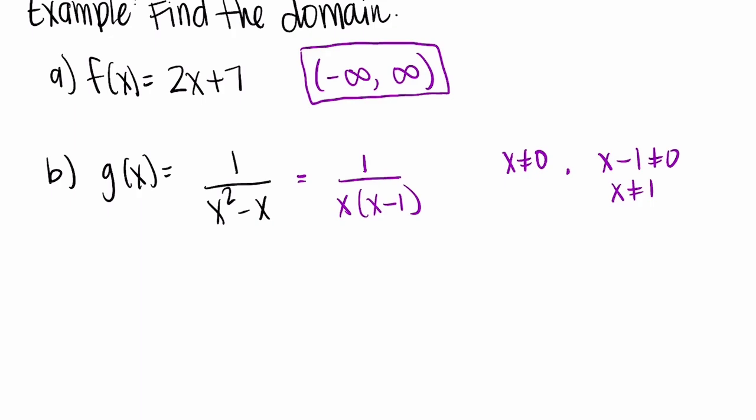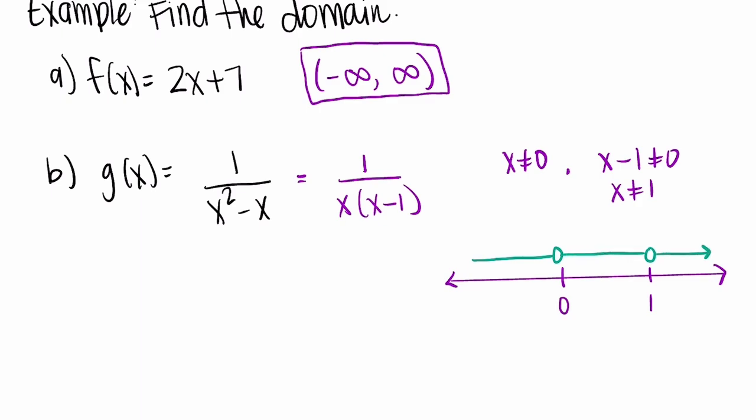When I'm writing the domain, I do want to write it in interval notation. I think it's helpful when doing these to think about the number line. If I look at my number line, 0 and 1 are the only two places that cause any kind of problems. I know I can't include 0. I can't include 1. But are there any other numbers that are giving me problems? So my domain is all of this except for 0 and 1.